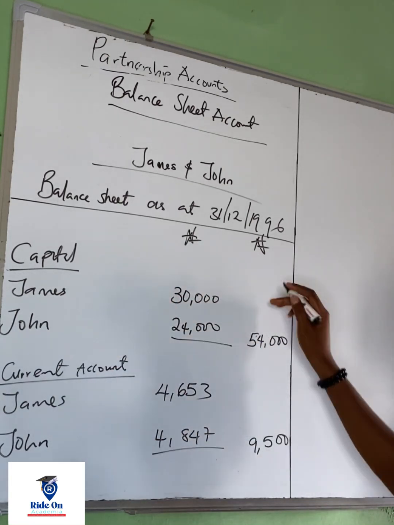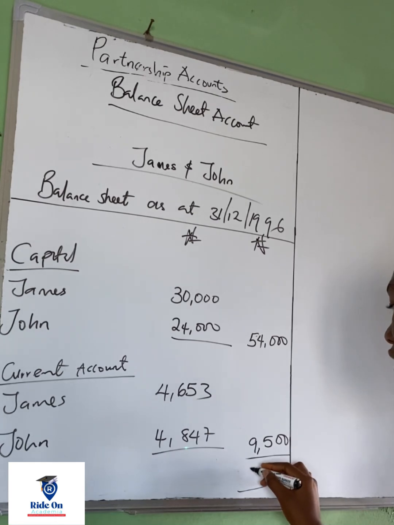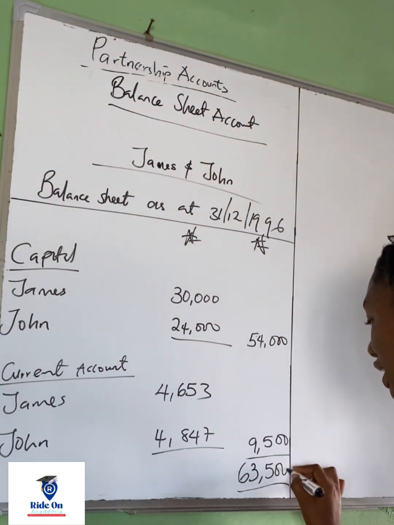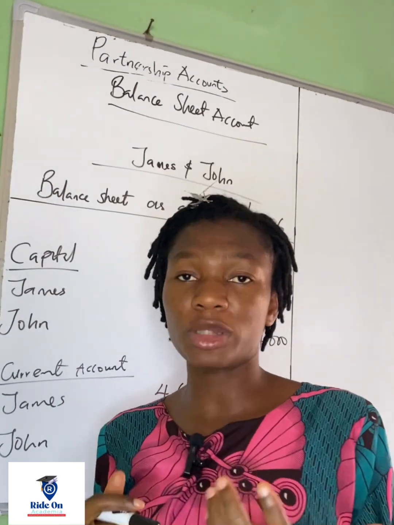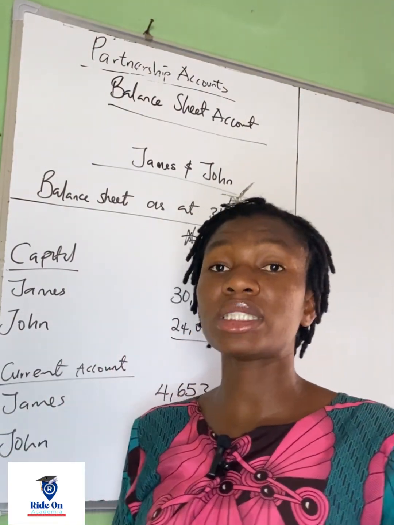Then we're going to be adding up to have a sum total of 63,500 naira. Like I said, this information is an extract. It's not really a complete balance sheet because the information we have here is just from our equity segment.